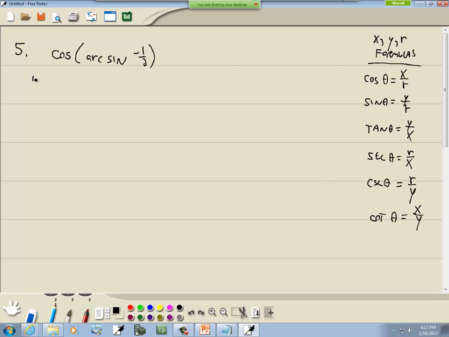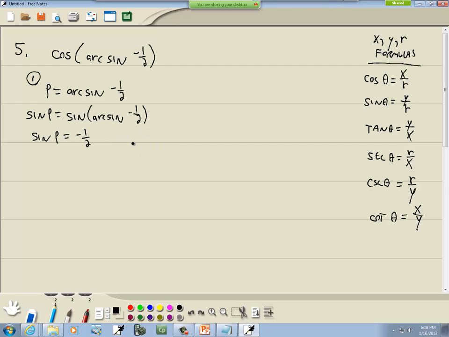Now, first thing we do on these problems is we're going to take a look at what's inside the parentheses and set it equal to a variable. So we'll set arc sine equal to p. So we've got p is equal to arc sine of negative 1/2. Just like the previous problems, we're going to find out what p is. So we'll go ahead and take sine of both sides. So we got sine p is equal to sine of arc sine of negative 1/2. Sine and arc sine cancel each other out, and you're left with negative 1/2.